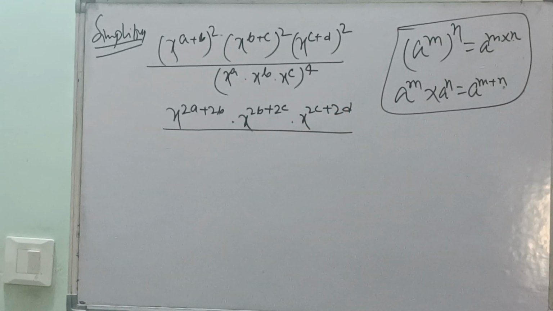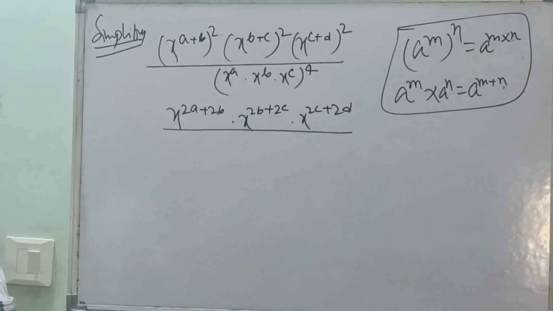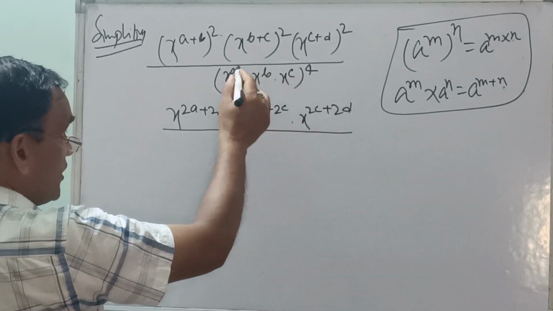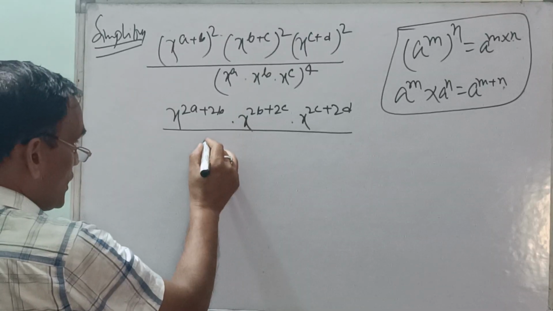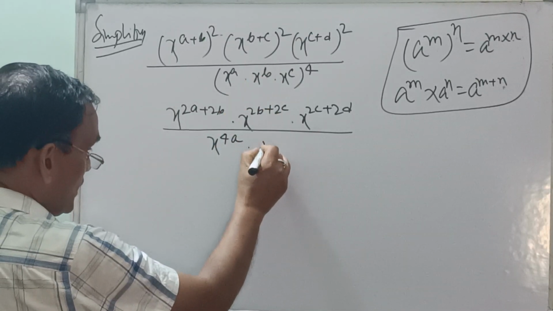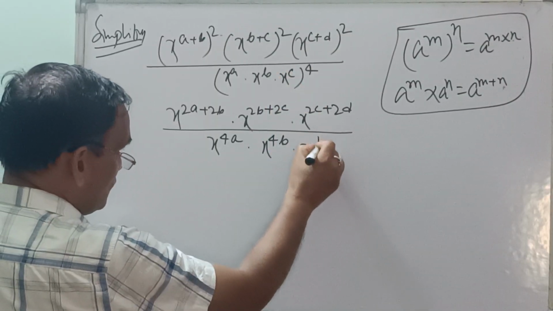Is it correct? Up to here, it is clear to you? Yes. Now, going forward, what again we are going to do is, 4 is multiplied with this. So x to the power 4a into x to the power 4b and x to the power 4c.